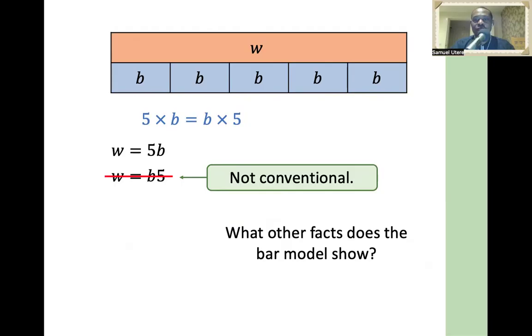Now, what other facts can we deduce from the bar model? So you now know that we can write different mathematical facts. I'll wait for you to have a think. All right. So we can write, for example, W divided by 5, so W split into 5 equal parts, to be equal to B. We can also write W put into groups of B will give us 5 lots of them, which is W divided by B is equal to 5.